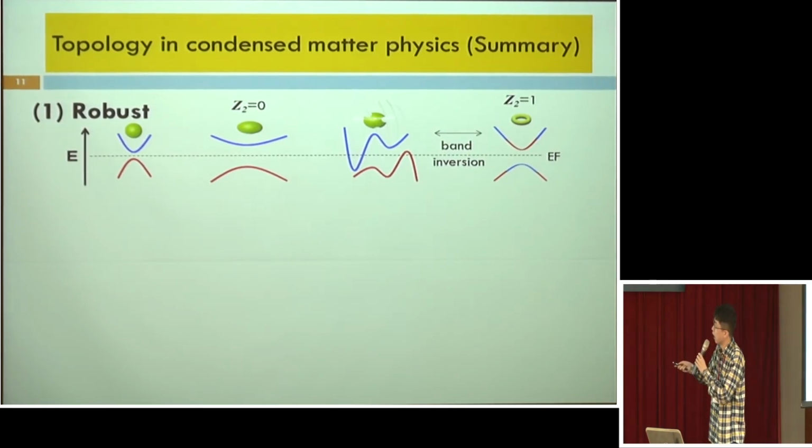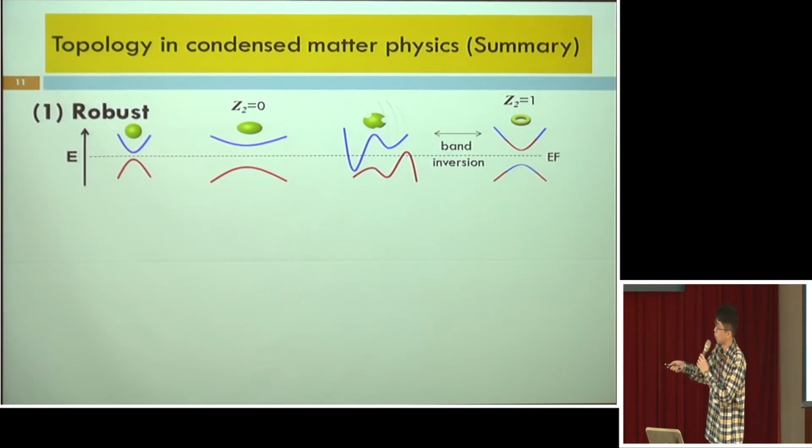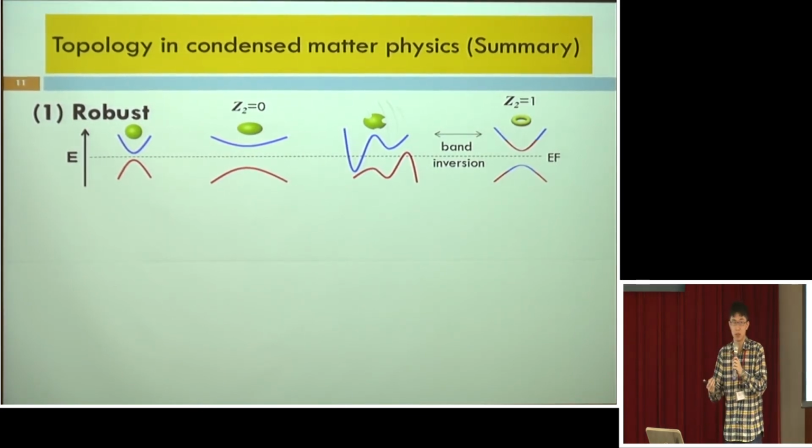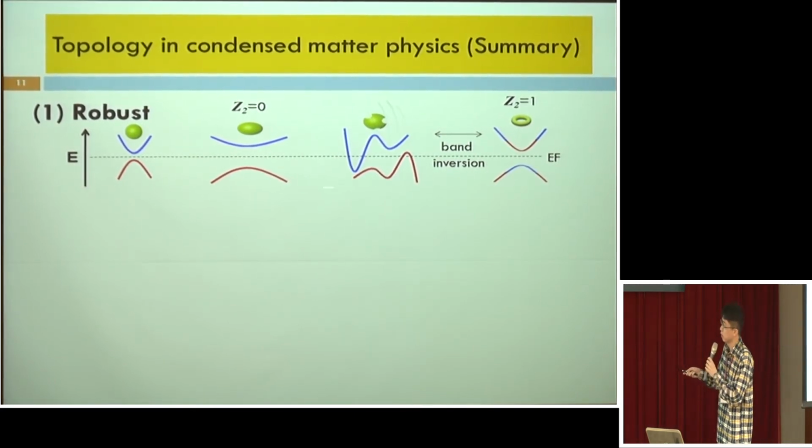Here I summarize the key properties of the topological phase. First is robustness. If one state can be continuously deformed to another state without closing the gap or making a band inversion, their topology is identical, even if their geometry is entirely different. For example, we can continuously deform from this band structure to this one, so their topology is identical. It is impossible to go from this state to this state without closing the gap.